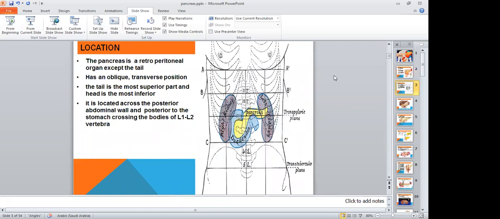The location. The pancreas is a retroperitoneal organ, except the tail. It has an oblique transverse position, and the tail is the most superior part, while the head is the most inferior. It is located across the posterior abdominal wall and posterior to the stomach, crossing the bodies of the L1 and L2 vertebrae. As we can see here, this is the 12th thoracic vertebra, this is L1, this is L2, and this is the pancreas. The tail is the most superior and the head is the most inferior.